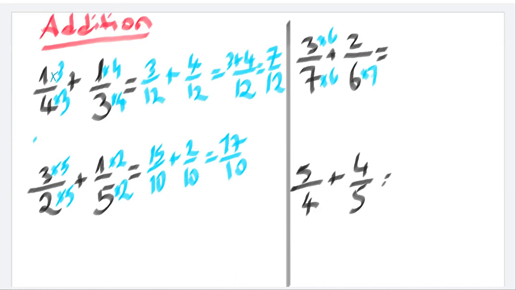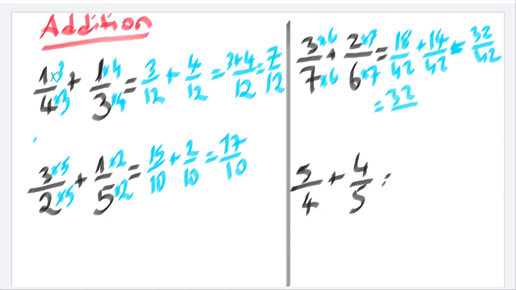Here, we just follow the same rule. So we multiply both sides of each fraction by the denominator of the other fraction. So 18/42 plus 14/42. Now bottoms are the same. We will just add the top parts. So 18 plus 14 is 32/42.